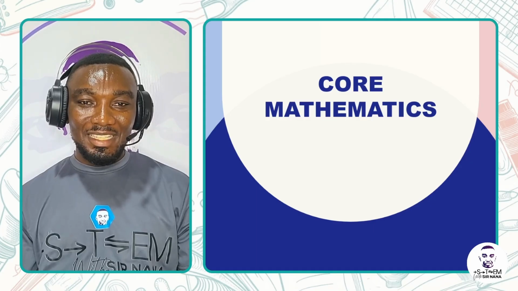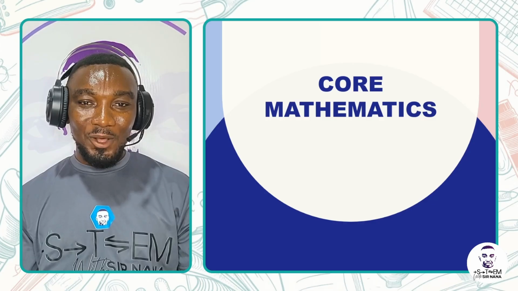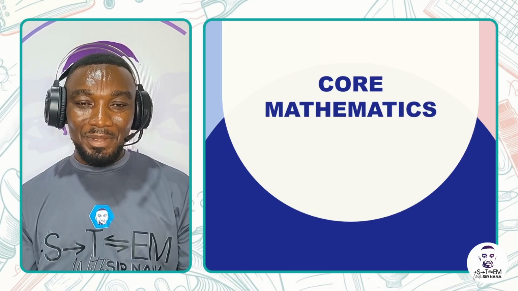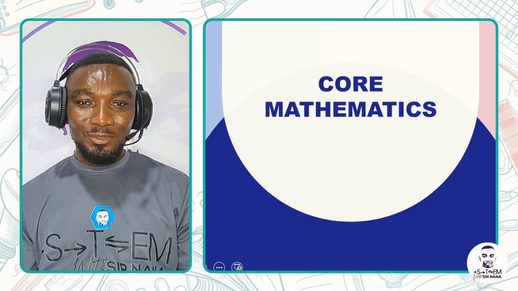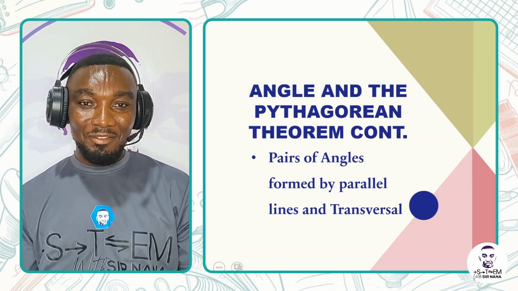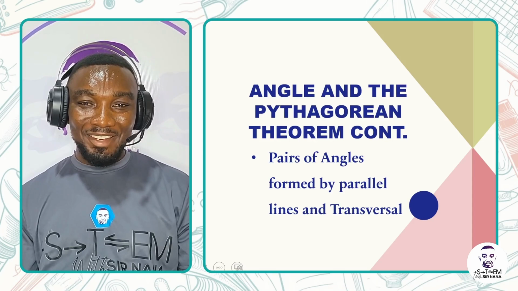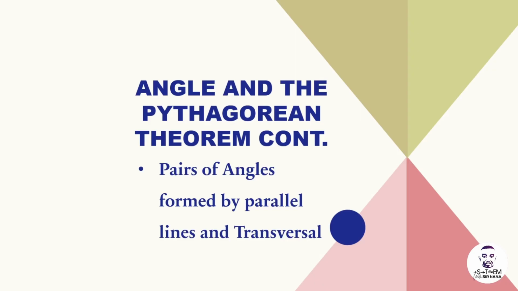In our previous lesson, we've considered the parallel lines, we've considered perpendicular lines, and the transversal. So in this lesson, we want to look at how these parallel lines, perpendicular lines, and transversal relate with angles. So we'll look at the different types of angles that are formed from parallel lines, perpendicular lines, and the transversal. So let's move in and look at these angles.